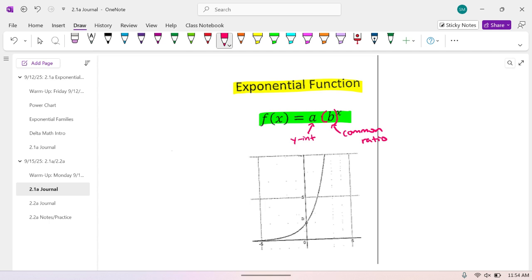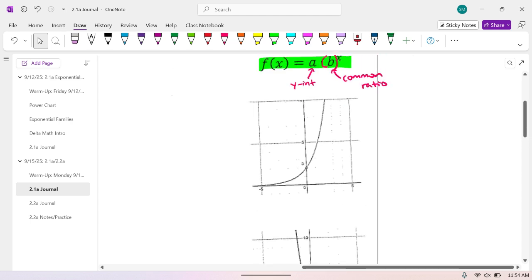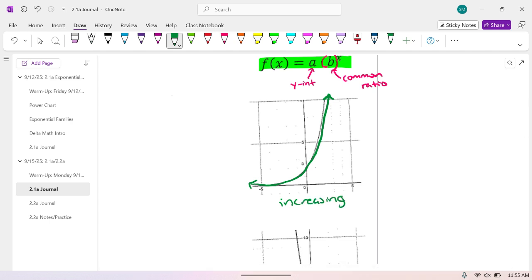Now, two types of exponential graphs you will see in this class specifically. This first one, we start low and then we get high. This is an increasing exponential. All right, so if we go from left to right, we start low and we get high. Now, this happens when your b value, so your base, is greater than 1. So any number that's greater than 1, could be 2, 3, 4.5, whatever. As long as that base is greater than 1, you have an increasing exponential.